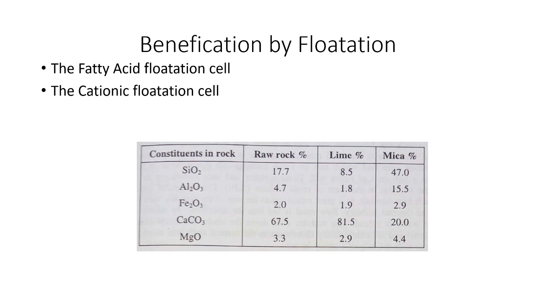Now we'll move ahead to the actual burning operation. Up till now we have seen the proportioning of the raw material, then preparation of the raw material for the kiln feed, and then beneficiation by flotation. Now we'll discuss the actual burning operation, which is a very important step in the manufacture of cement.